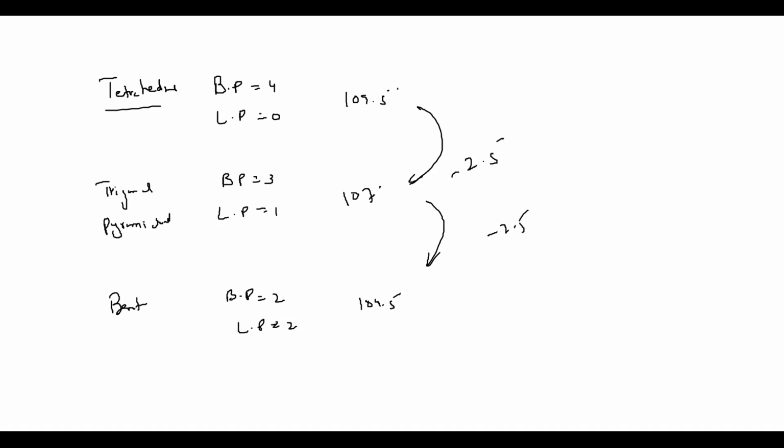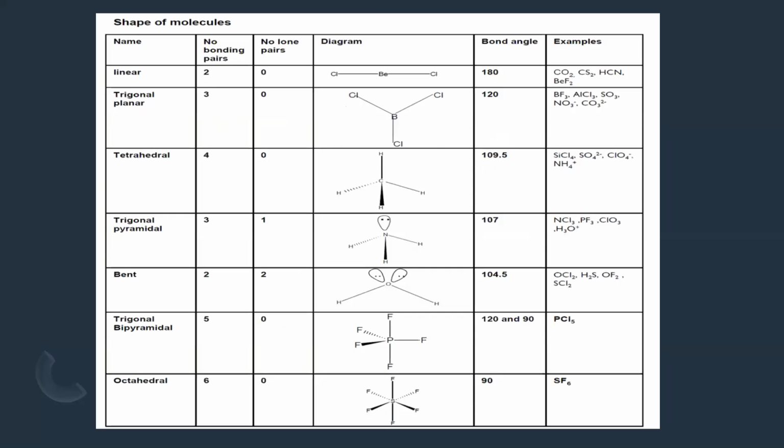Because the repulsion between the lone pairs, like 2 lone pairs are repelling more, that's why the bond angle is decreasing. So greater the number of lone pairs, smaller the bond angle. And if it is having 5 bond pairs and there is no lone pair, then it is called trigonal bipyramidal.